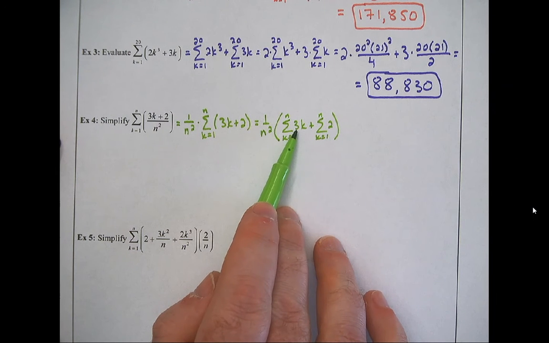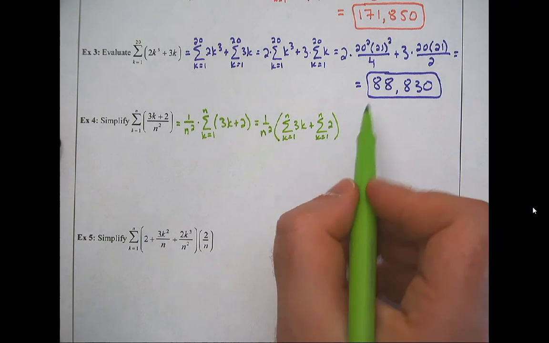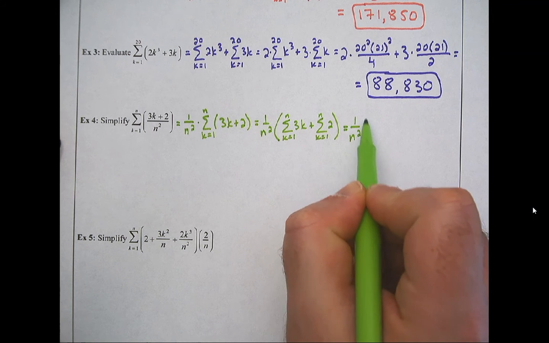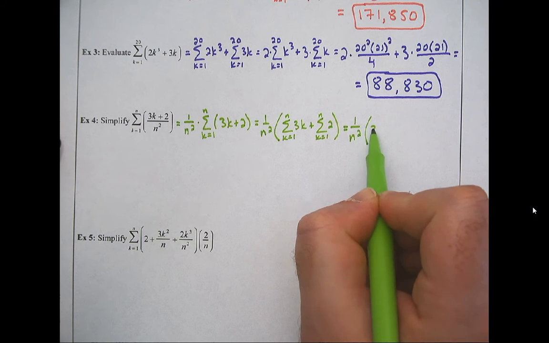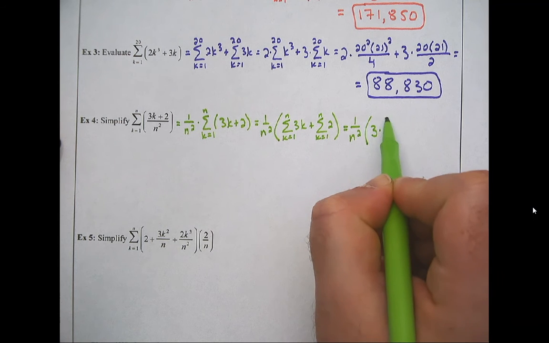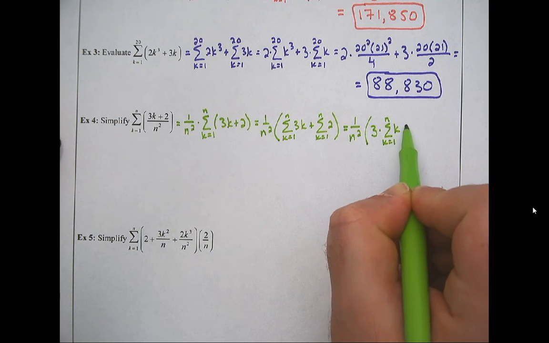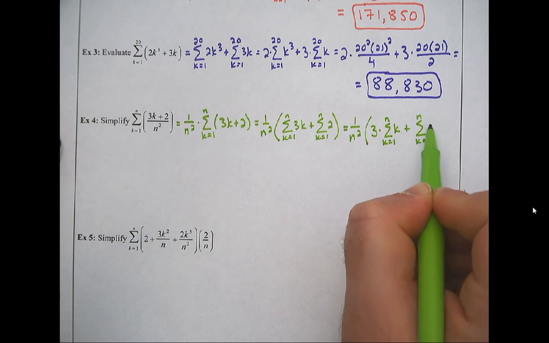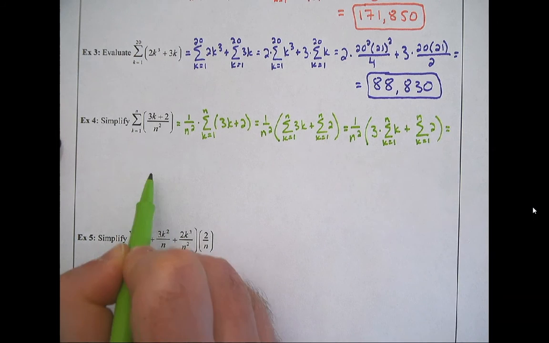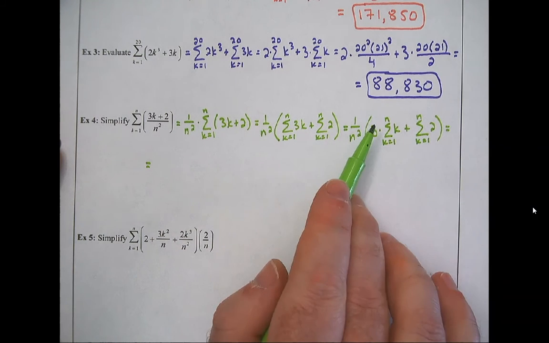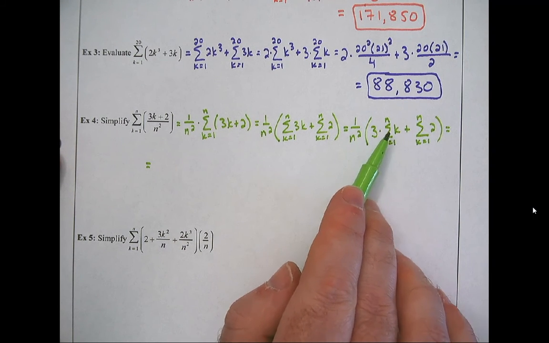And again, I've got a constant here, so I can now take that constant out. So I have 1 over n squared times the quantity 3 times the sum from 1 to n of k plus the sum from 1 to n of 2. So we can't do any more cleanup here. Now we're going to substitute.